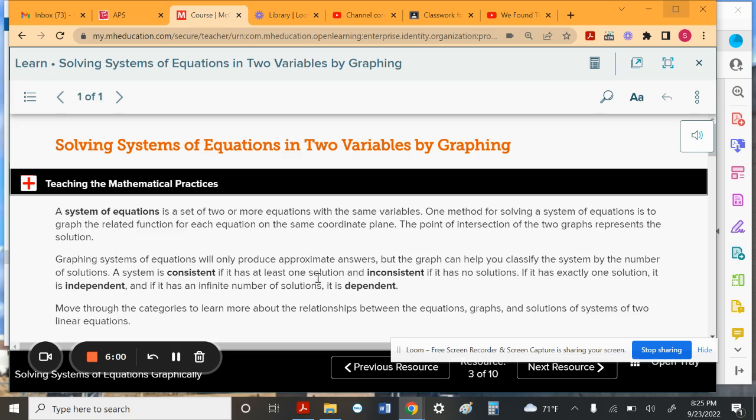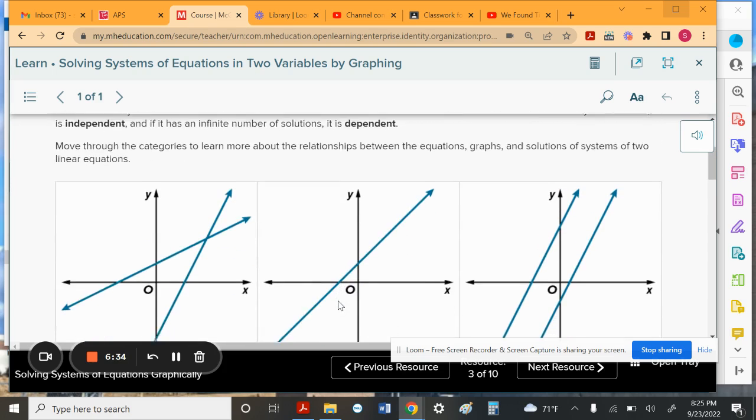It's consistent if it has one solution, inconsistent if it has no solutions. If it has exactly one solution, it's independent. And if it has an infinite number of solutions, it is dependent. So notice that a system can be consistent and independent, or it can be consistent and dependent. A system can never be inconsistent and independent because it has no solutions, and it can never be inconsistent and dependent because that has multiple solutions.